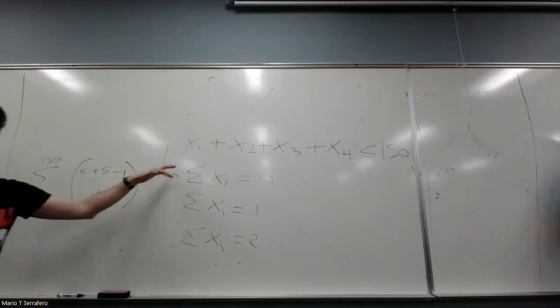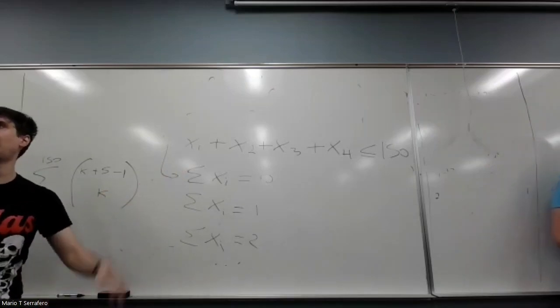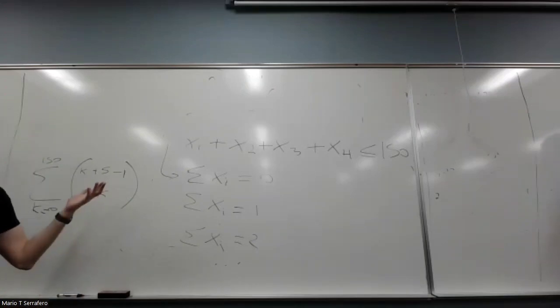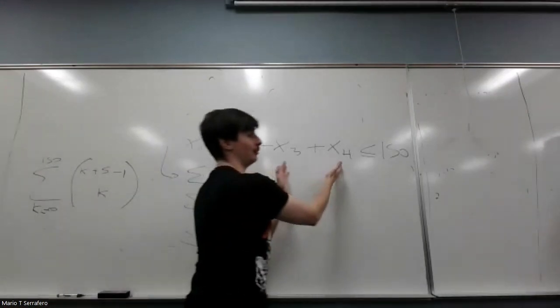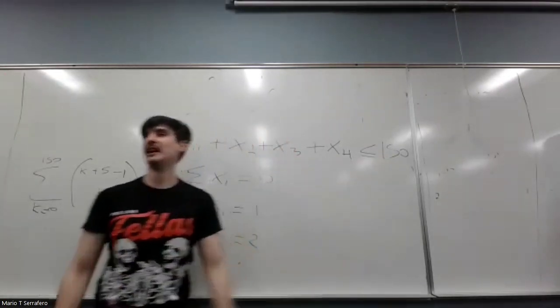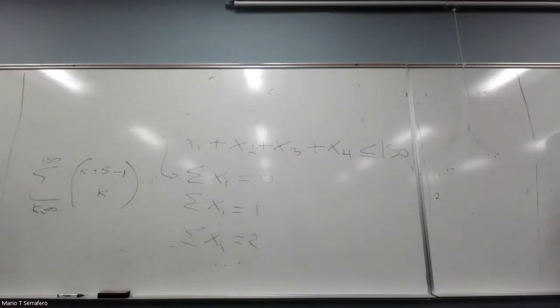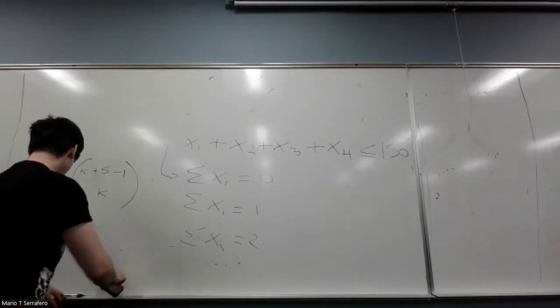I think that for this, it was either on the order of 5 million or 50 million when I plugged it in. But that's with 4 variables and a bound of 150. Now imagine if I have 100 variables and a bound of 10,000.